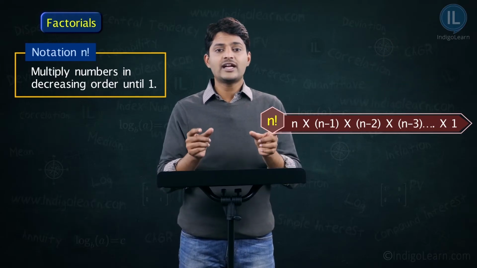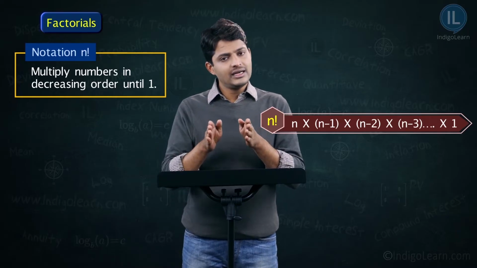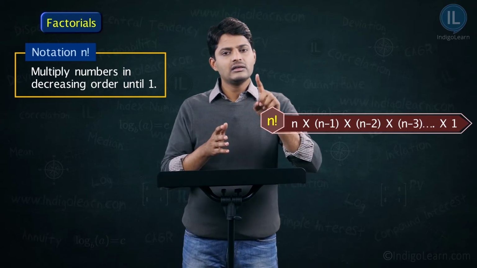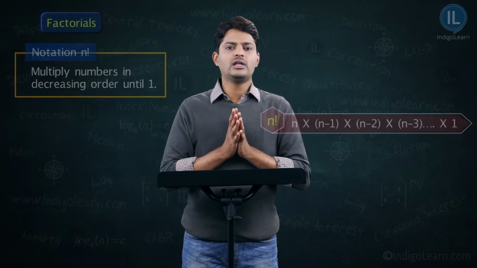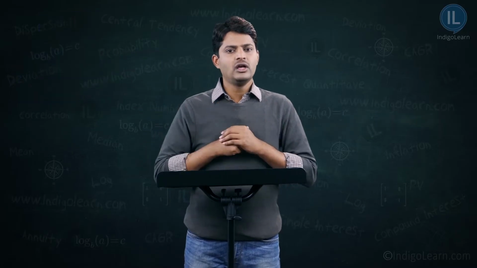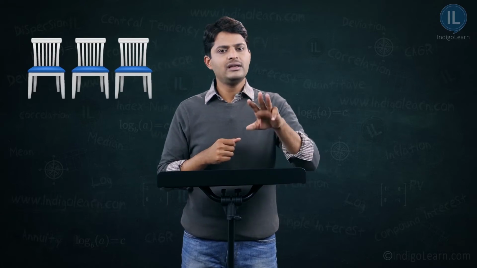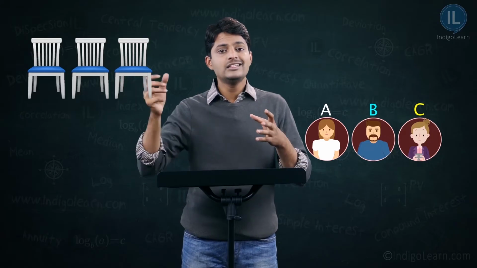So the notation for factorial is nothing but you keep multiplying the number with one less, in a decreasing order, till you get 1, and you multiply all the values. This is what we have as a factorial. Now coming back to our question, I have 3 different positions and I have 3 people, A, B and C, who want to sit in these positions.